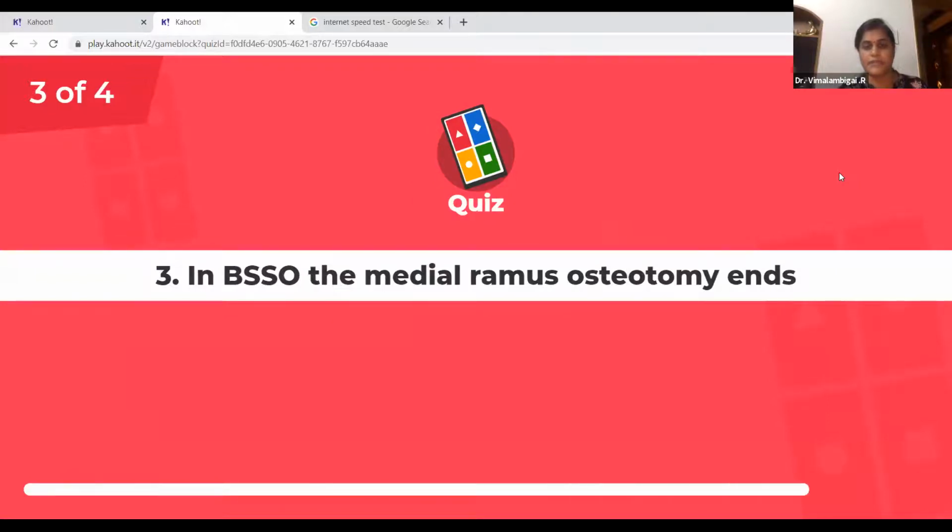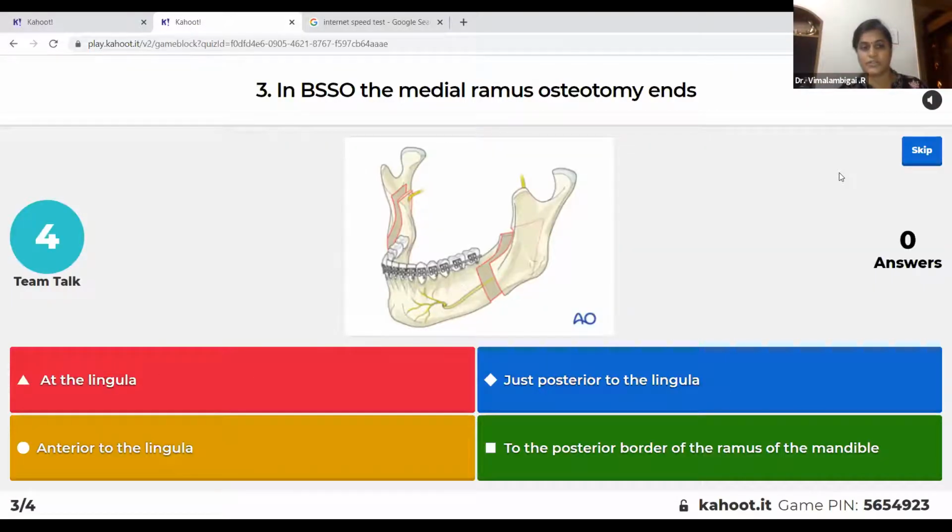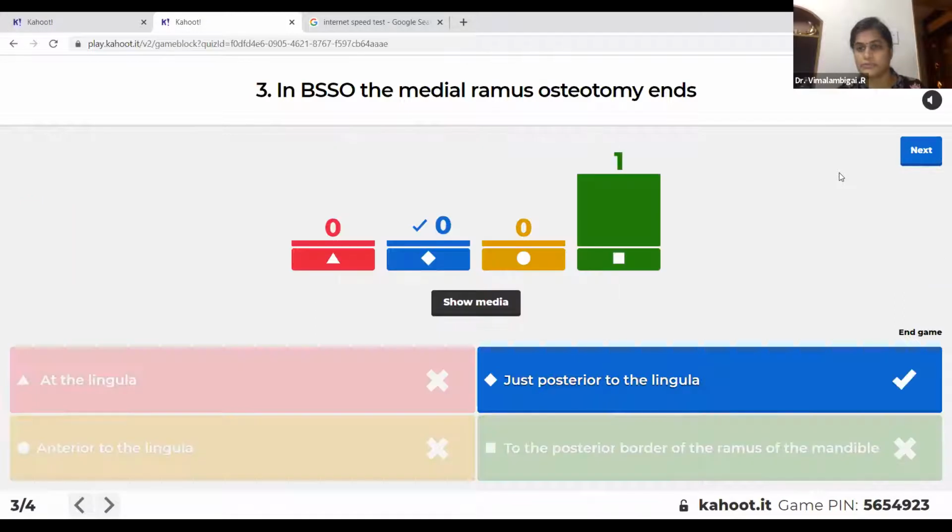In bilateral sagittal split, the medial ramus osteotomy ends at the lingula, posterior to the lingula, anterior, or at the posterior border of the ramus? Correct. No, sorry, I've answered it wrong. The correct answer is just posterior to the lingula. If you go to the end of the ramus, then you'll have the condyle and the coronoid as a separate fragment. Okay. Next question, please.